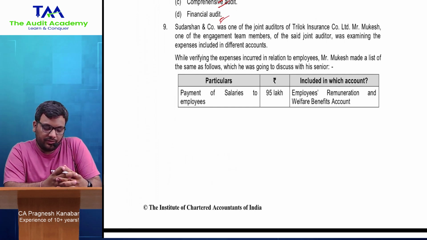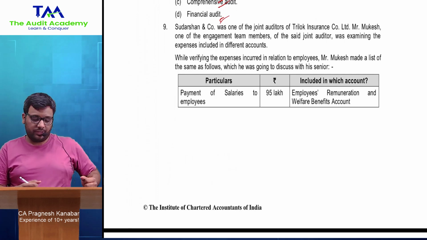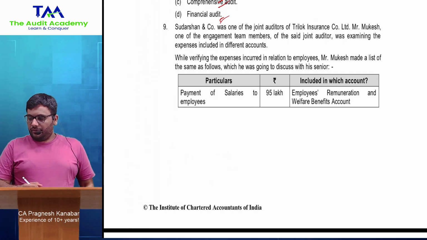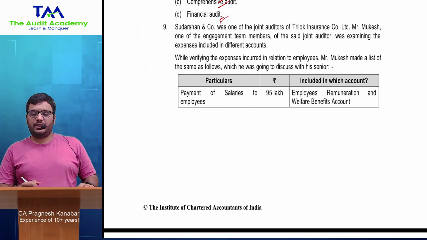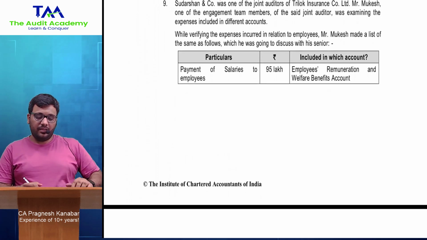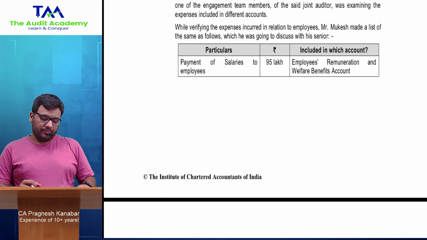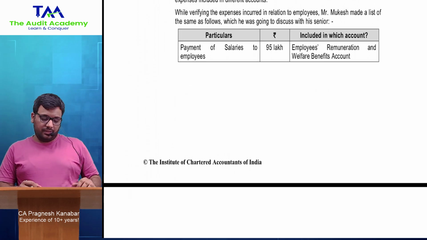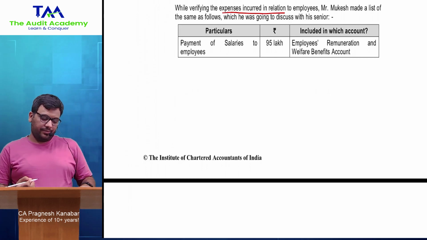Sudarshan and Company was one of the joint auditors of Trilok Insurance Company Limited. You know that when it comes to audit of insurance, you need to appoint a joint auditor. Mr. Mukesh, one of the engagement team members of the said joint auditor, was examining the expenses included in different accounts. While verifying the expenses incurred in relation to employees, Mr. Mukesh made a list of the same as follows, which he was going to discuss with his senior.